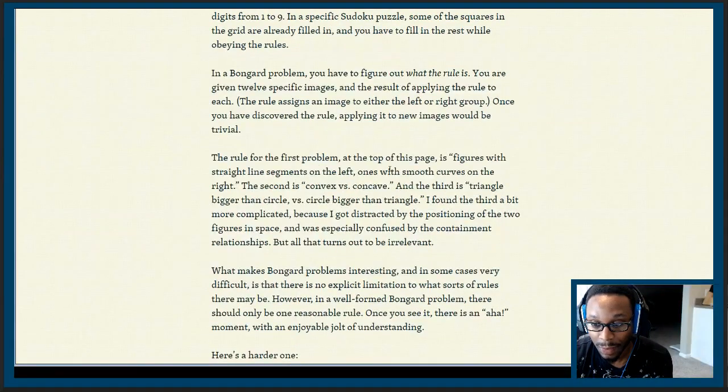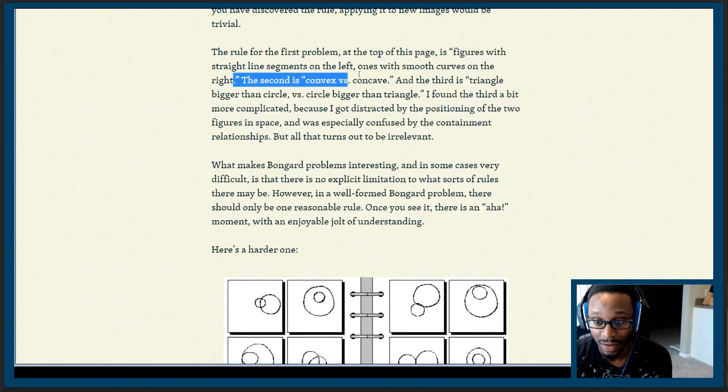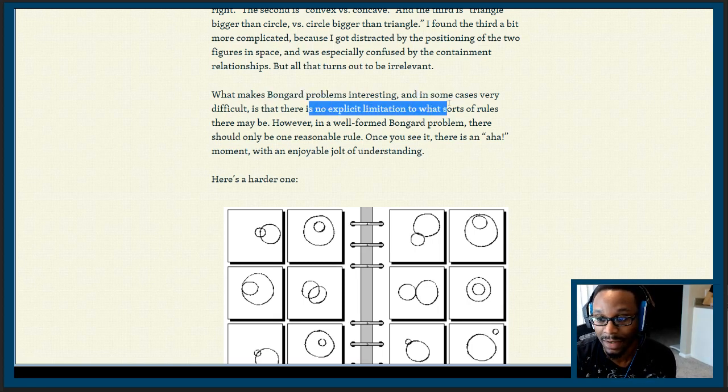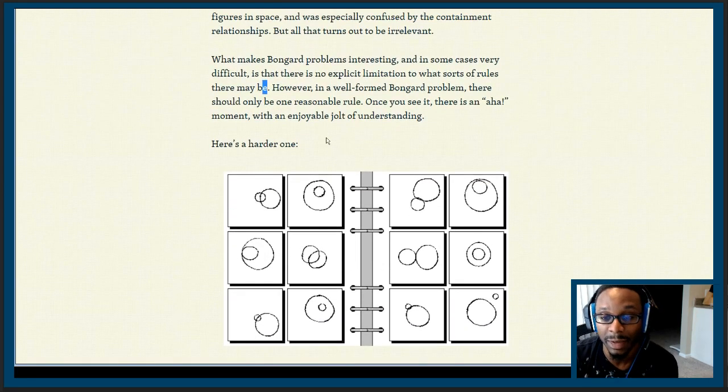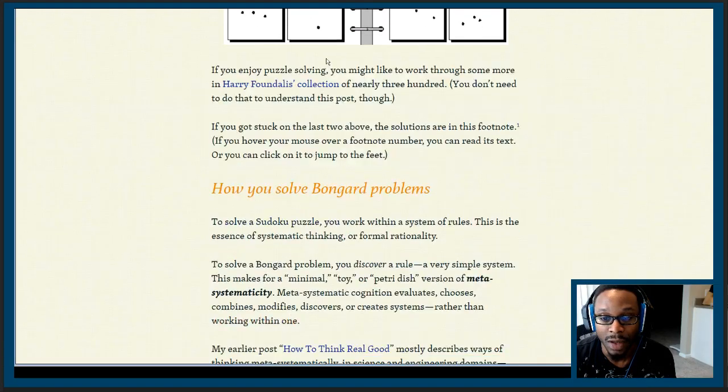But the rule of the first problem, yeah, straight lines versus curves or whatever, and there are more rules. What makes Bongard problems interesting, and in some cases very difficult, is that there are no explicit limitations to what sort of rules there may be, right? You just look at some shapes and wonder what it could possibly be. It could be so many things. However, in a well-formed Bongard problem, there should be only one reasonable rule, and you go, ah, why didn't I see it before? Aha moment, the joy of understanding.